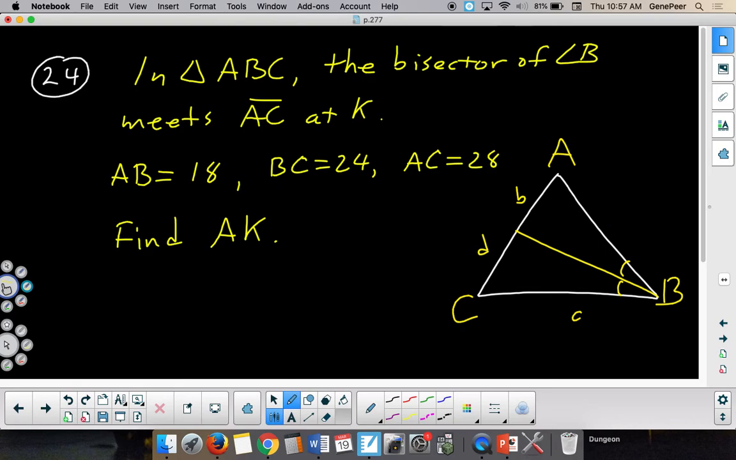They tell us that AB is 18. BC is 24. AC, oh, they're being mean to us. The whole thing is 28. Oh, that was cruel. And they want us to find AK. Oh, and this is point K. They tell us that the bisector meets AC at K, so we call this point K.